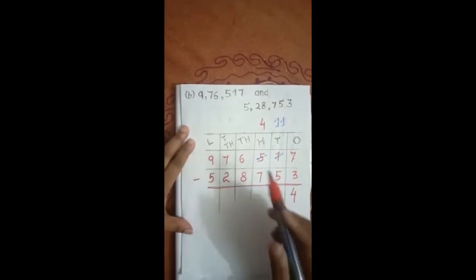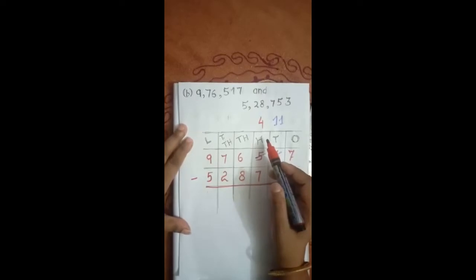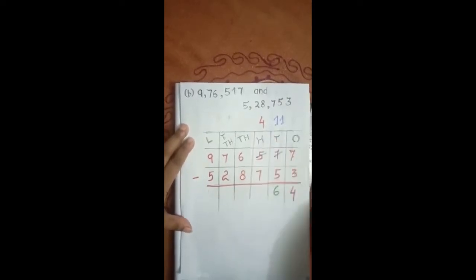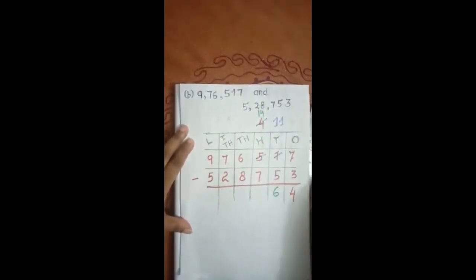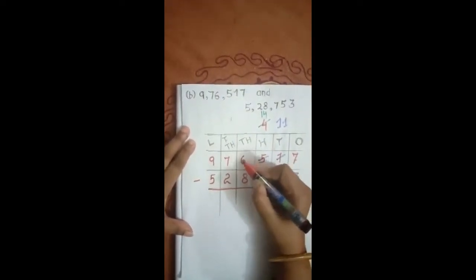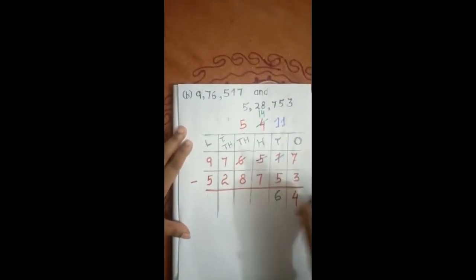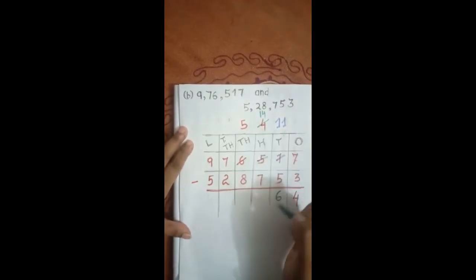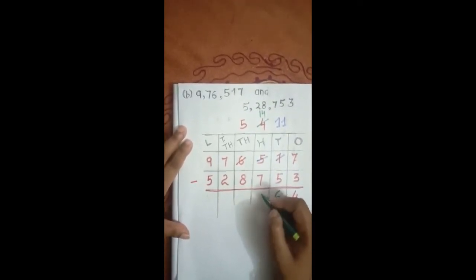We borrow 1000 from the thousands column, and then 1000 is converted into 10 hundreds and added with 4 hundreds, and 10 plus 4 will become 14 hundreds, and in the thousands column the 6 will be reduced to 5 because we borrowed 1000 from 6000. Now we subtract 700 from 1400, we get 700. 700 is left, we put down 7 in the hundreds column.